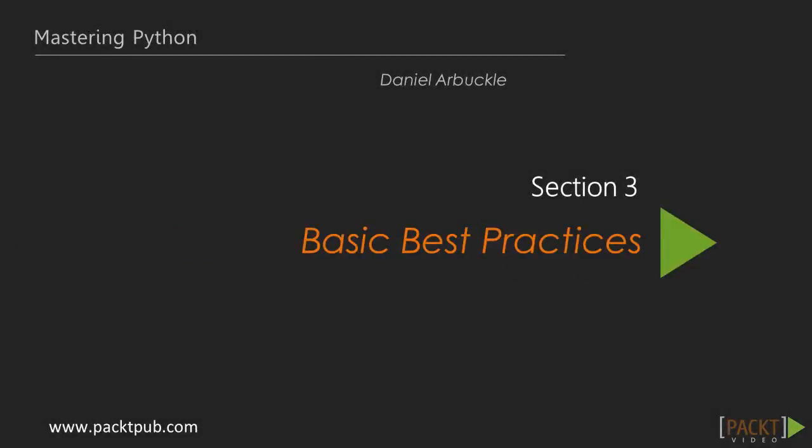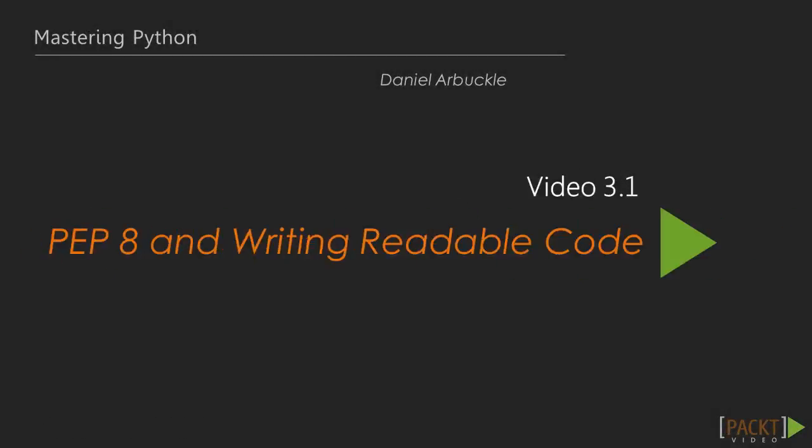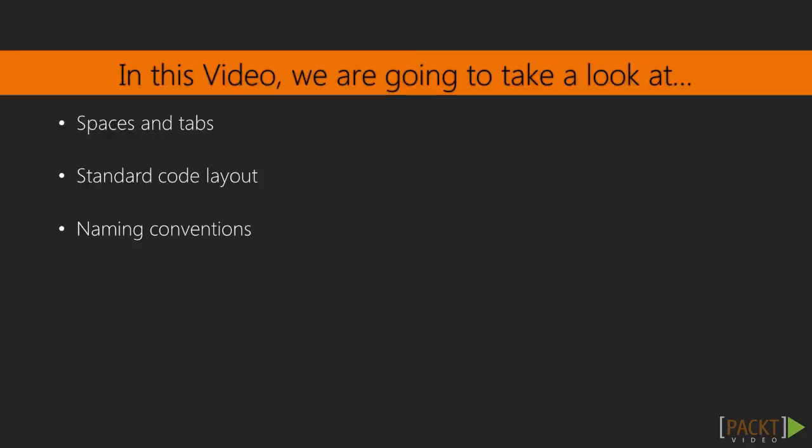Section 3, Basic Best Practices. 3.1, PEP 8 and Writing Readable Code. We're going to look at spaces and tabs, as well as Python's expected code layout and naming conventions.